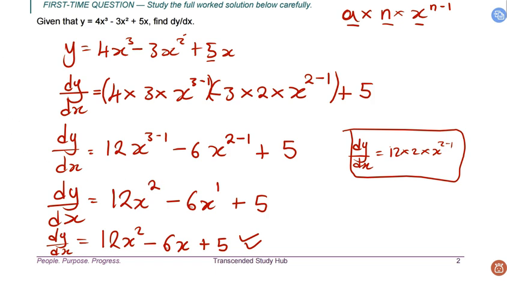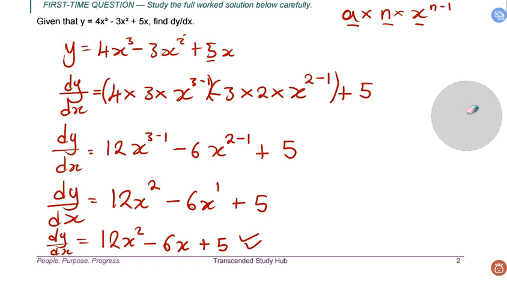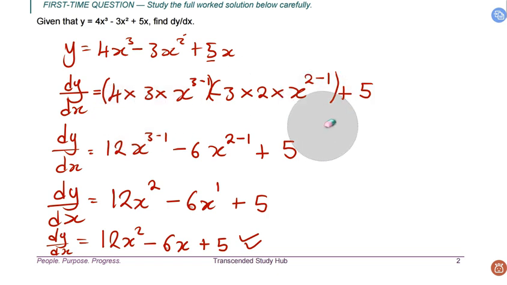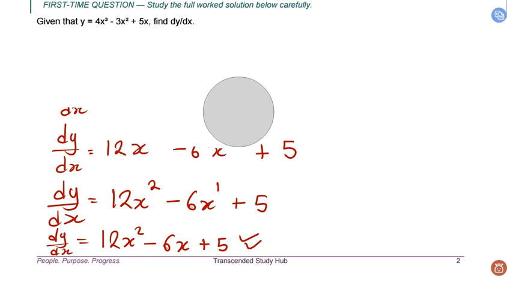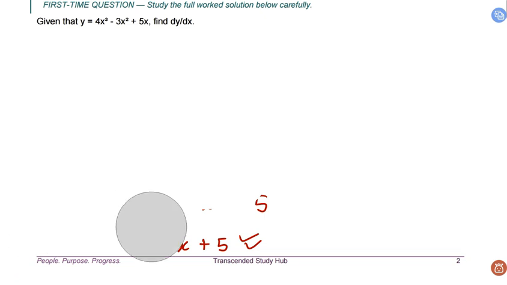Please make sure that you know that mistake, you'll be aware of it, because it is very important that you know what you are doing. You are just differentiating once, not twice. Okay, we move on to the next question.